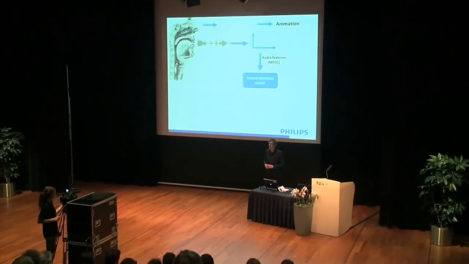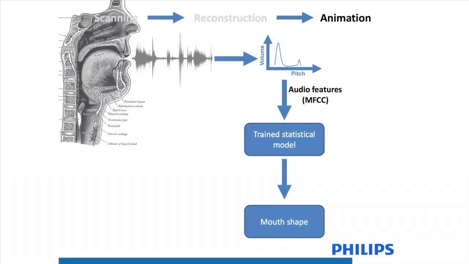The method we use for that is called MFCC. There are many different types of audio analysis or audio feature extraction, but this is the one that we use for this. Now, when we have these audio features, we throw them into a statistical model. And this statistical model then crunches something, and it yields a mouth width and a mouth height.